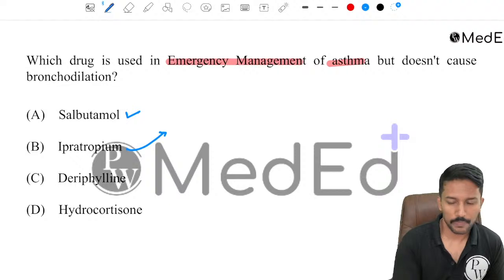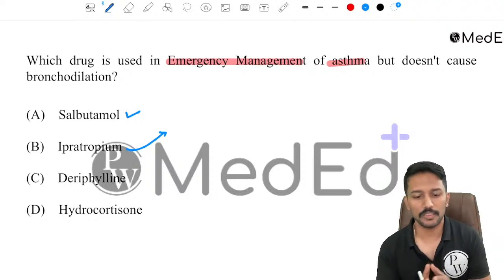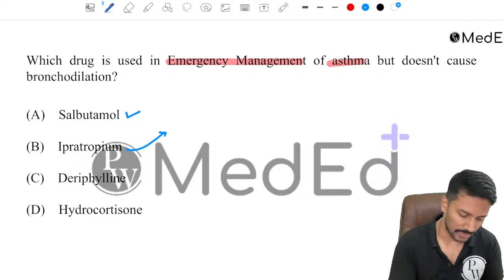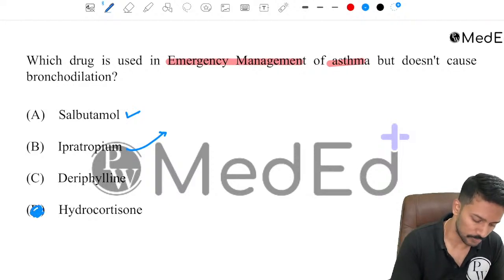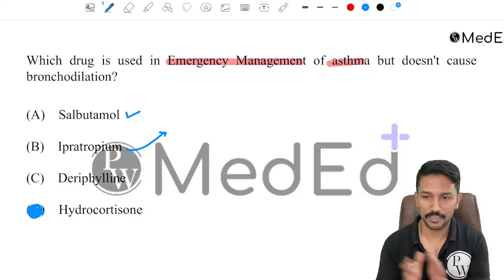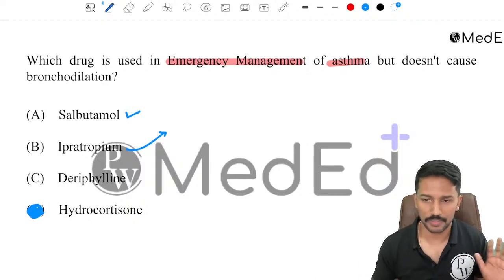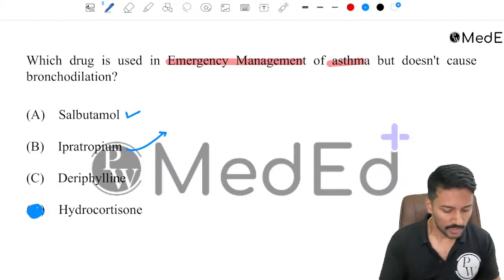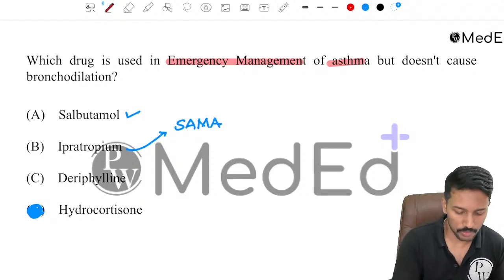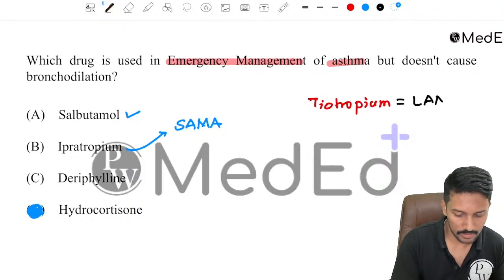Ipratropium, is it a long-acting antimuscarinic agent or a short-acting antimuscarinic agent? Yes, the answer is right. All of you are right. It is hydrocortisone. Yes, we use it in acute asthma, but it is not a bronchodilator. It's an anti-inflammatory agent. That's why we use it. Ipratropium is a SAMA, short-acting antimuscarinic agent. There is one more agent called tiotropium. Tiotropium is a LAMA, long-acting antimuscarinic agent.